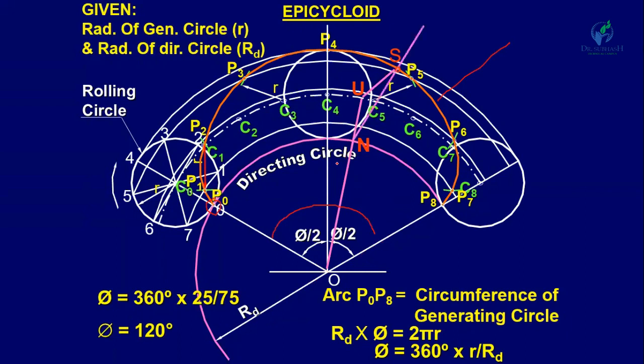It is known as a normal, and a line drawn perpendicular to this normal is known as a tangent.